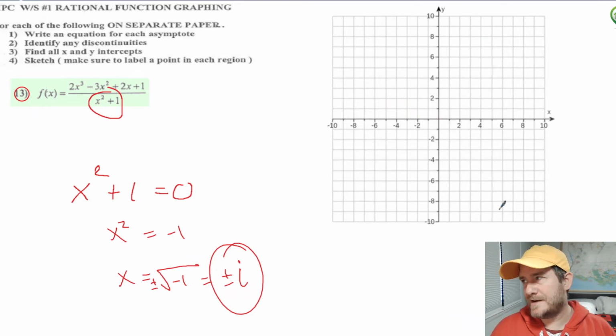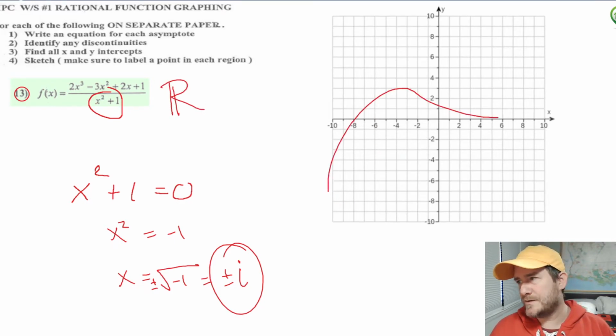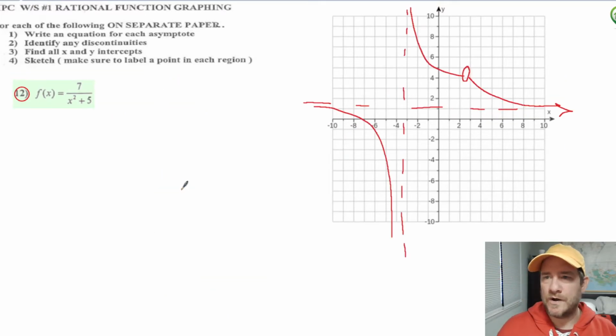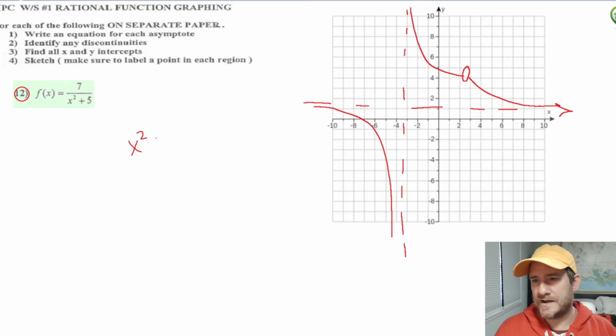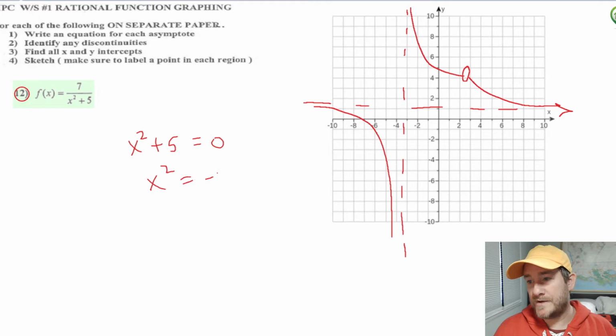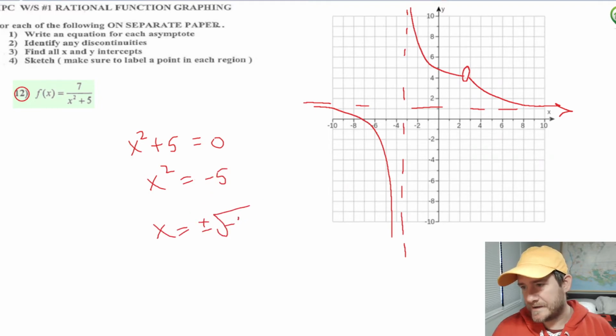So your graph wouldn't have any discontinuities. This graph, I expect to have a domain of all real numbers. It's just going to be one smooth continuous graph with no breaks. And same thing for 12. Because again, if I tried to take x squared plus 5, set it equal to 0, then I'd end up with x squared equals negative 5, which means that x equals plus or minus the square root of a negative number. It would be plus or minus i times the square root of 5, which again is imaginary.